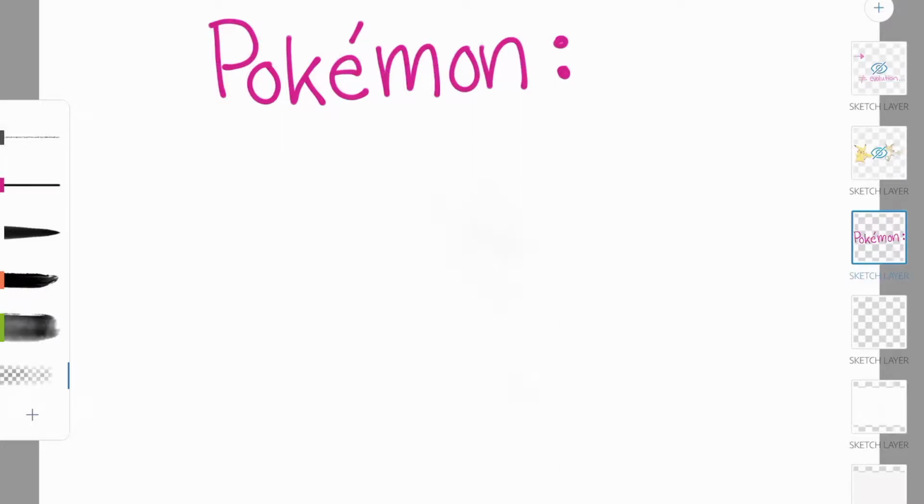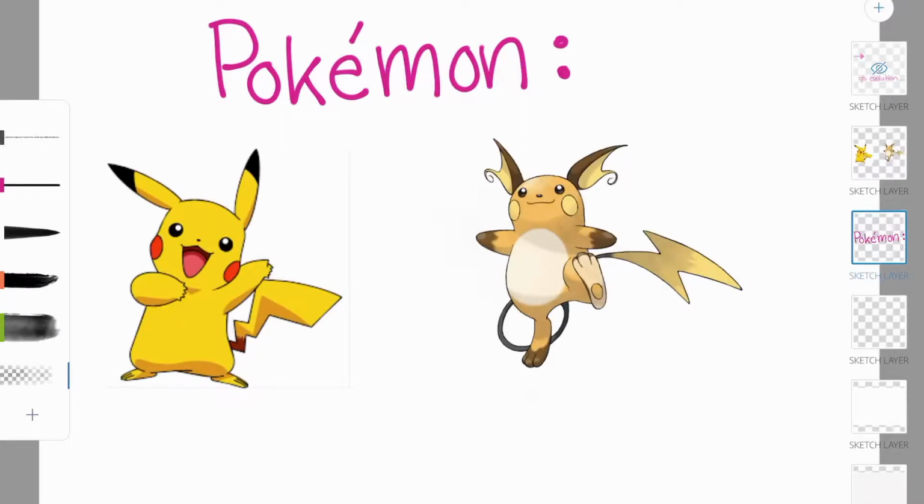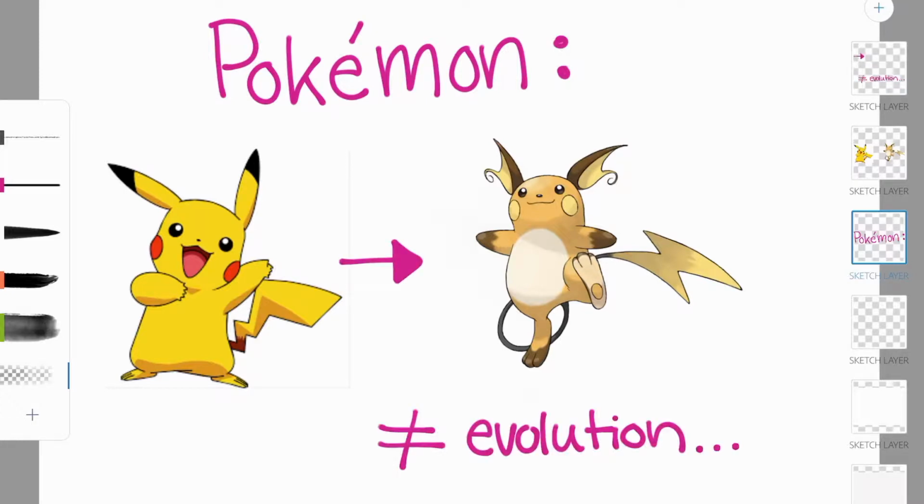I think we've all played Pokemon. It's a great game. But calling the change between a Pikachu and a Raichu evolution is a bit misleading. To rectify this, let's look at what evolution really is, using Pokemon.